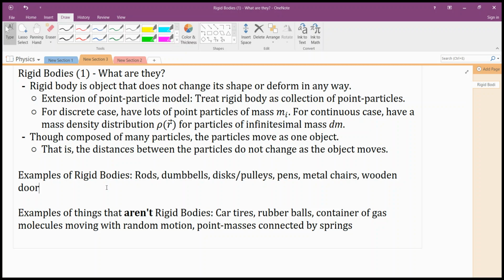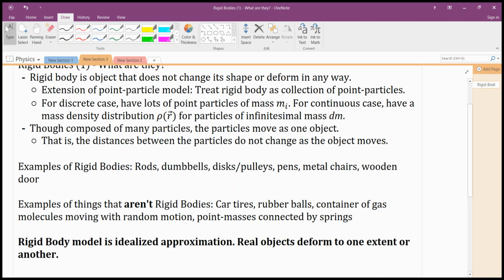Or another example, we could have a bunch of point masses connected together, as I showed earlier in the discrete case for a rigid body, but instead of being connected by thin rods, they could be connected by springs. And springs, they change their shape. They will change the distance between particles that they are connected to as they bounce back and forth. So that is also not a rigid body.